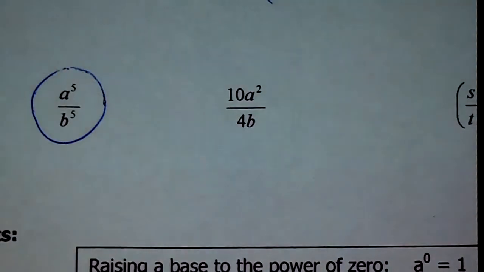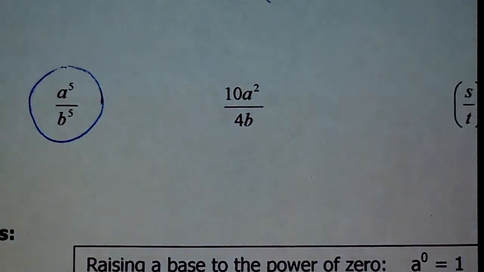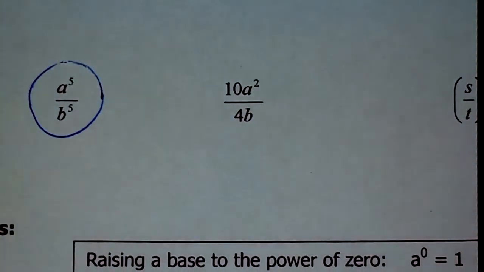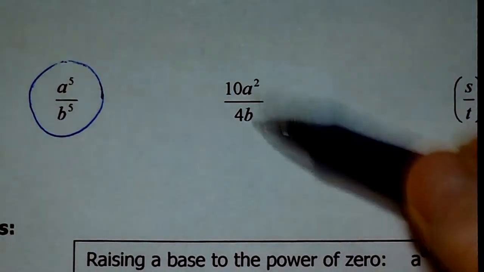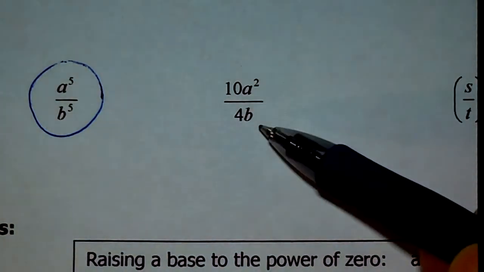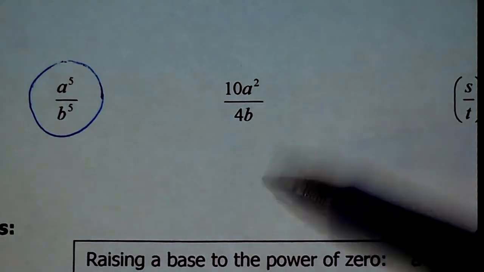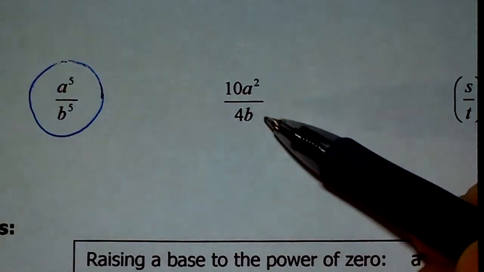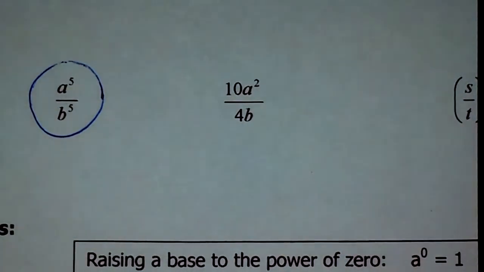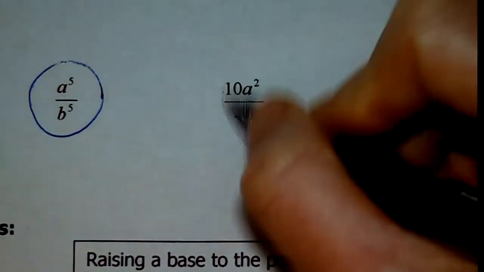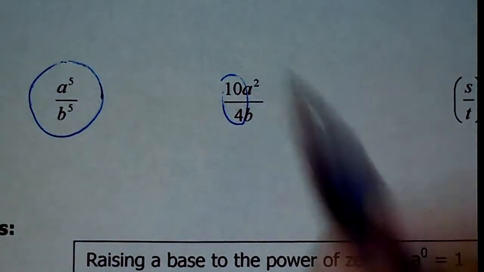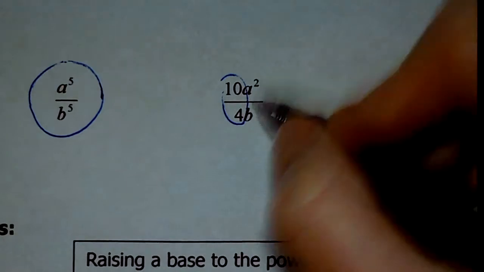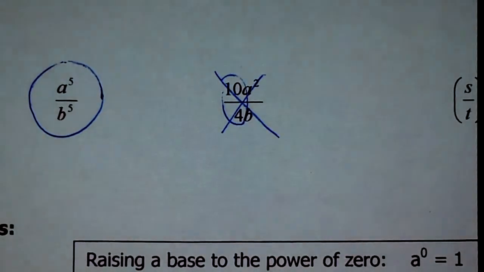The next one, I have 10a squared over 4 times b. You might think, okay, this fits all those criteria. There aren't negative exponents. I don't have the same base more than once. There aren't powers raised to powers. No products are raised to powers. No quotients are raised to powers. However, hopefully you saw that's 10 fourths. 10 fourths simplifies to 5 halves. So because of that, that's not simplest form.